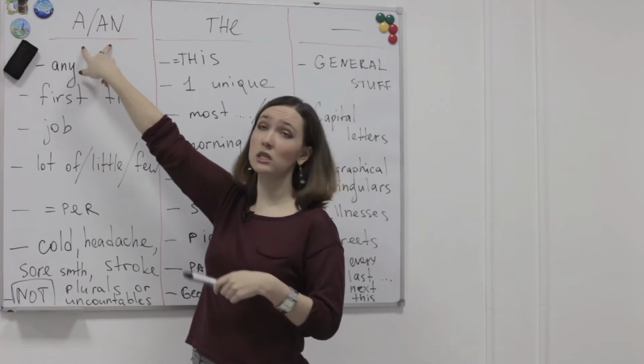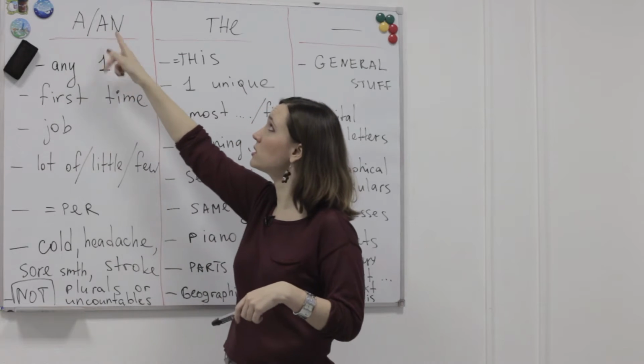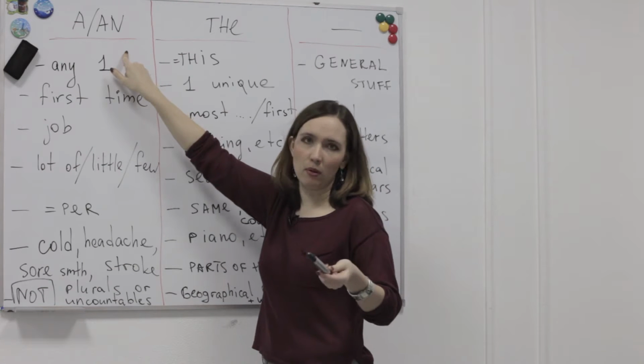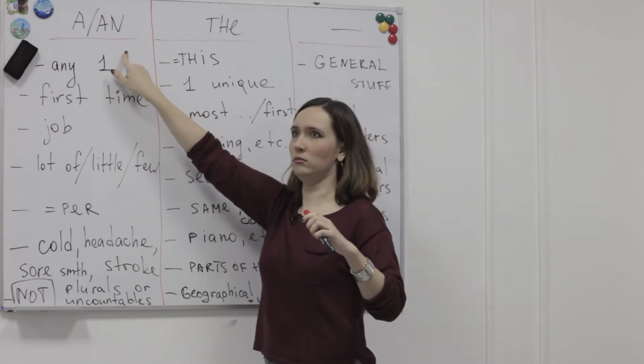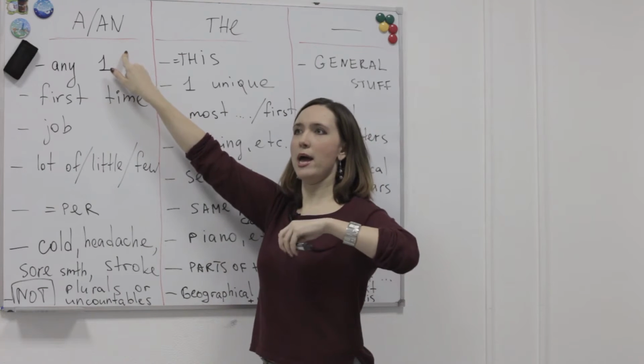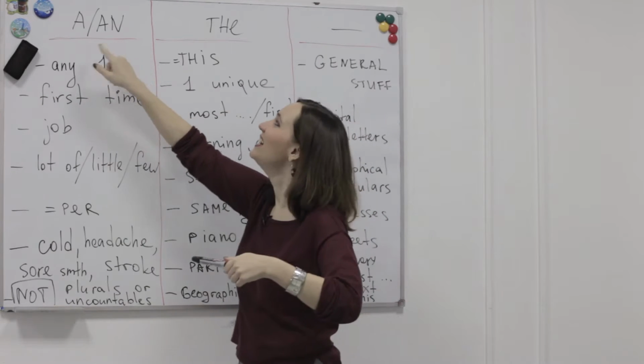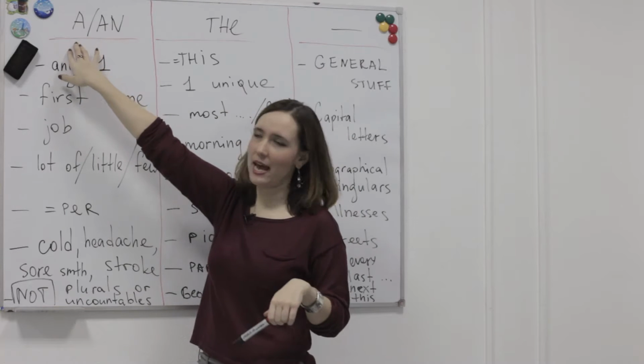Well, the difference between these two is that if a noun starts with a vowel, you've got to say an. Yeah, an apple, an octopus, an ear. I don't know, but more often it's just a.